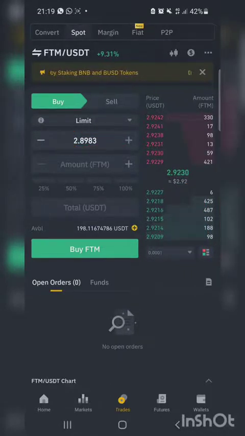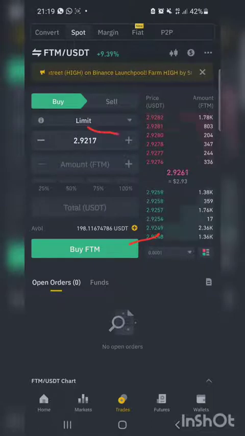So let's say I want to enter the market at the present price, 29228, they're fluctuating, and let's say I want to enter the market at this point, 29 whatever. All I can do is click this price. The moment you click any price here, automatically it changes here. That is one way to do it.